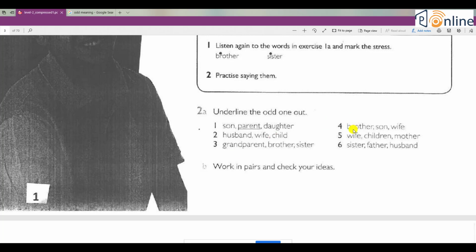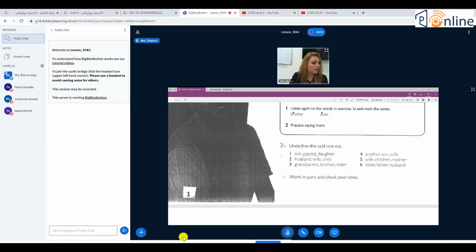And then I'm going to number 4: brother, son, wife. Let's see who is here. Amal. Until Amal solves her connection problem, we are going to talk with Fatima. Fatima, brother, son, wife. What do you think? A wife. What made you pick the wife from the 3 words? Because she is female, while the others are male.